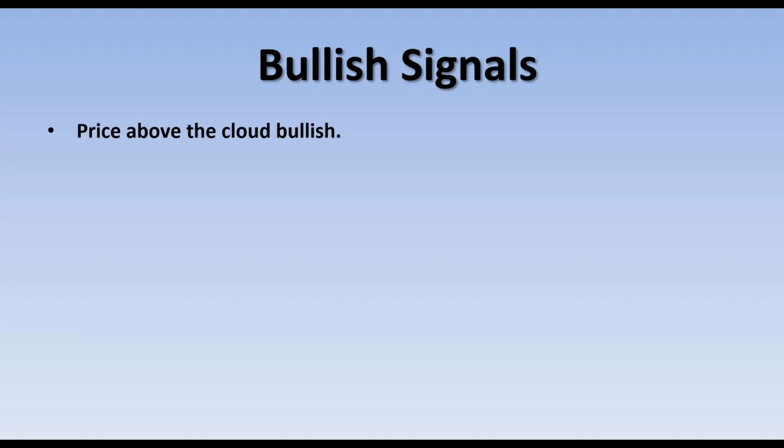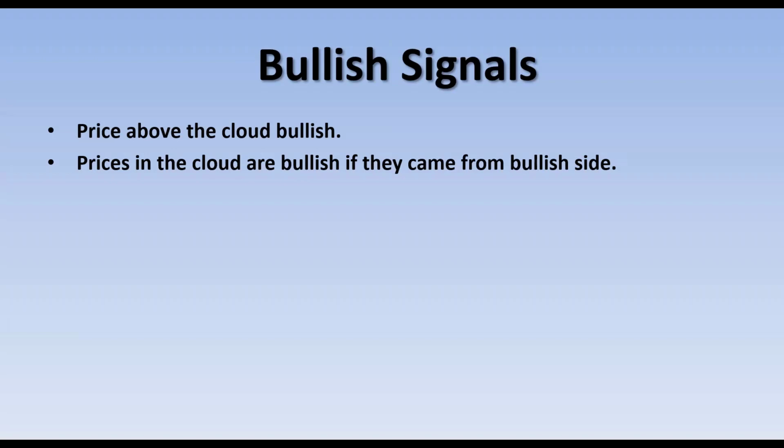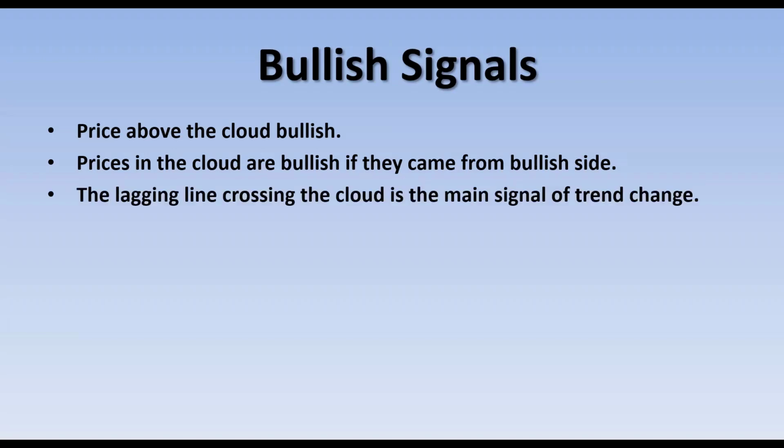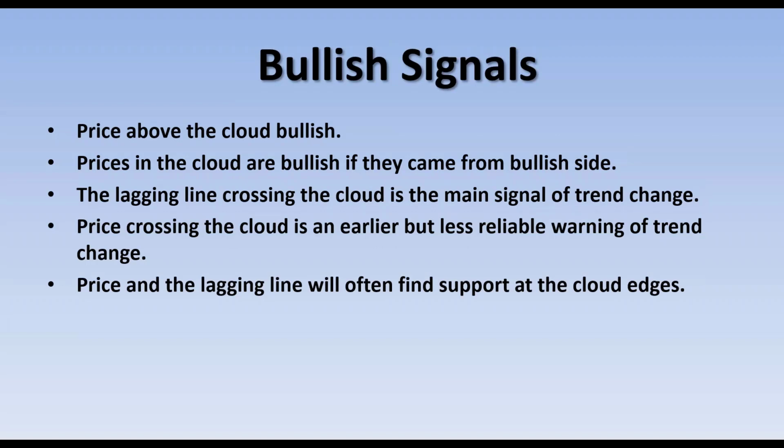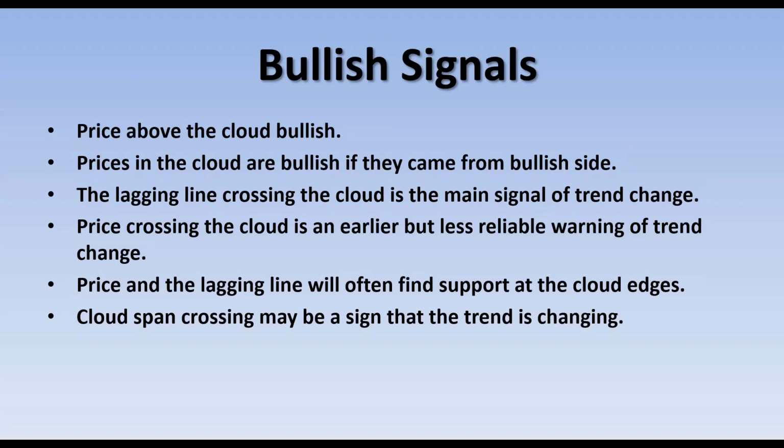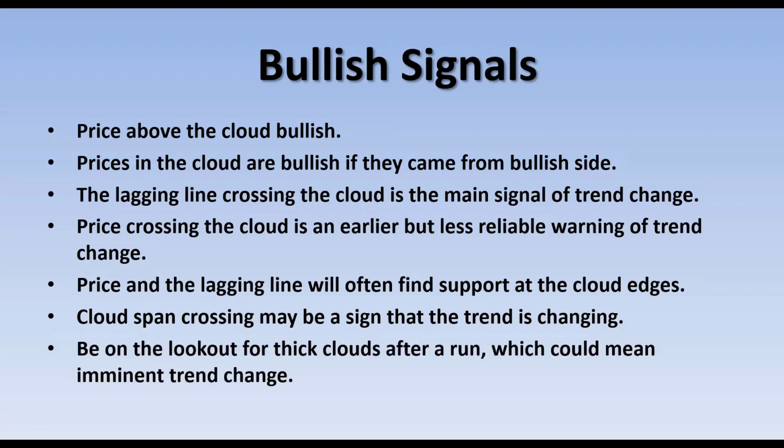So here are the bullish signals for this indicator. Price above the cloud is obviously bullish. Price in the cloud is bullish if it comes from the bullish side. The lagging line crossing the cloud is the main signal of trend change. Price crossing the cloud is an earlier but less reliable warning of trend change. Price and the lagging line will often find support at the cloud's edges. Cloud spans crossing may be a signal that the trend is changing. Be on the lookout for thick clouds after a run-up, which could mean that there's about to be another trend change. Now, those are the bullish signals.